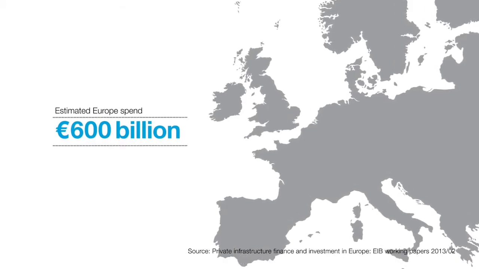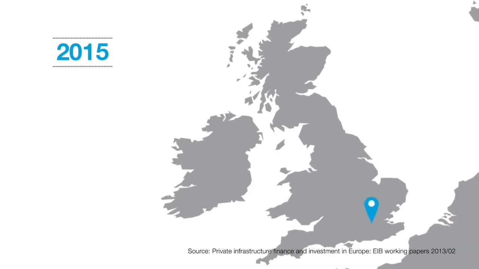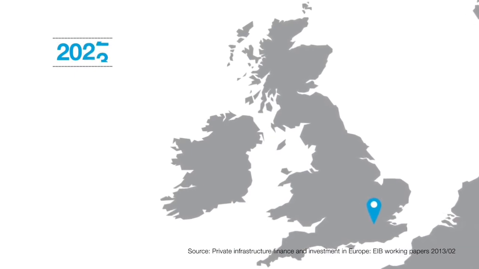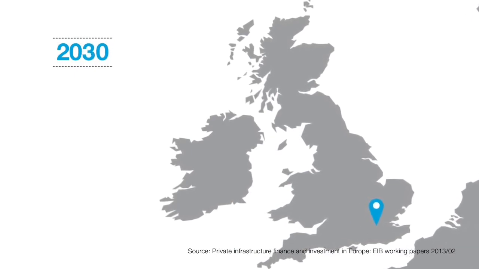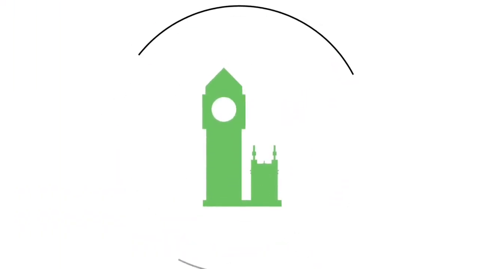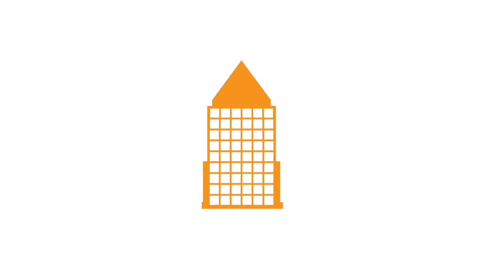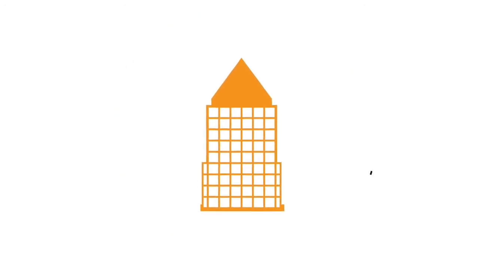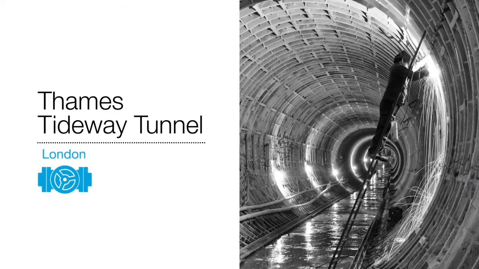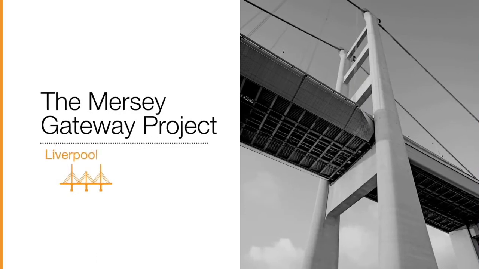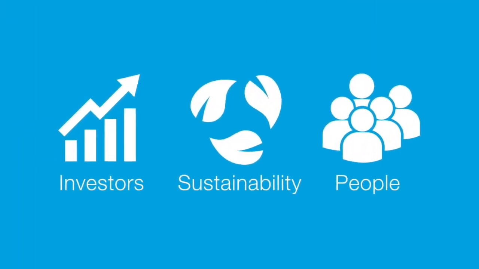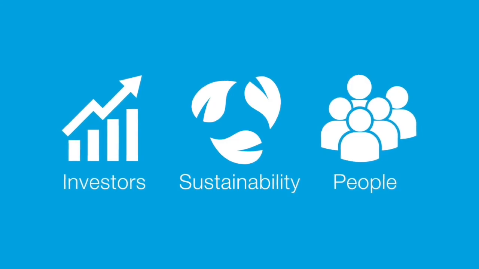As a major European city, London will play a crucial role in this infrastructure spending over the next 15 years. While such investment has historically come from the public sector, private finance now plays an increasingly important role. The Thames Tideway Tunnel and the Mersey Gateway project are just two examples of how the public and private sectors can work together to deliver sustainable assets that benefit investors and customers.